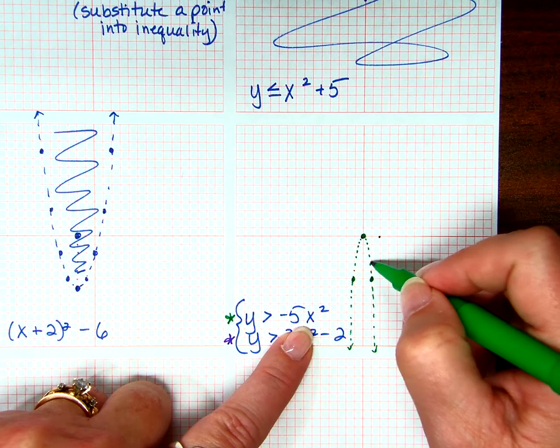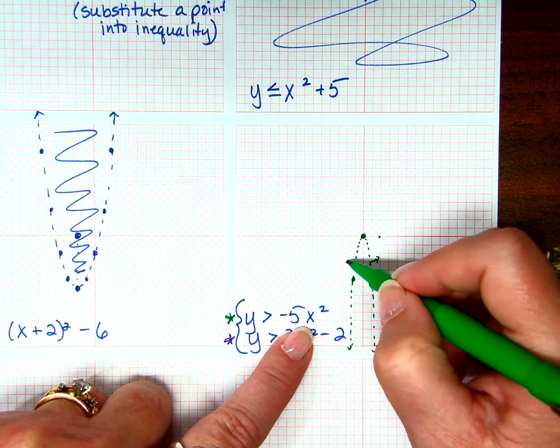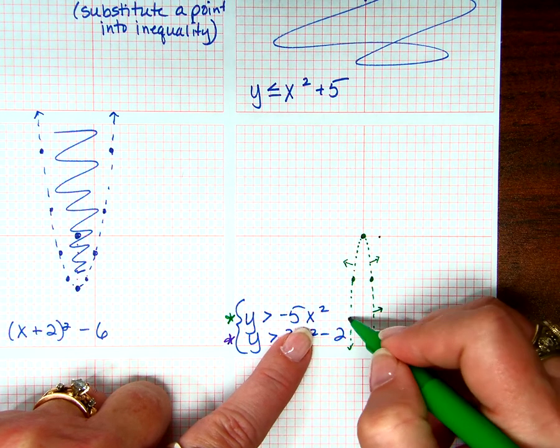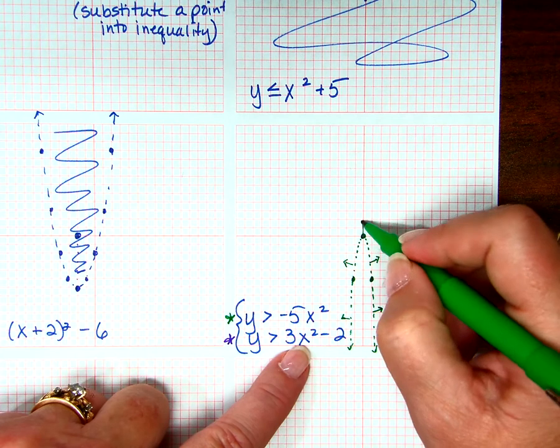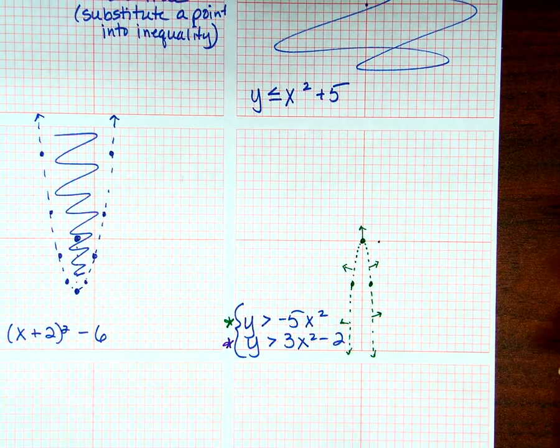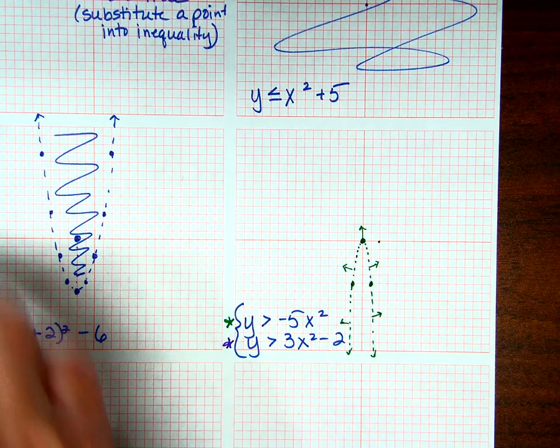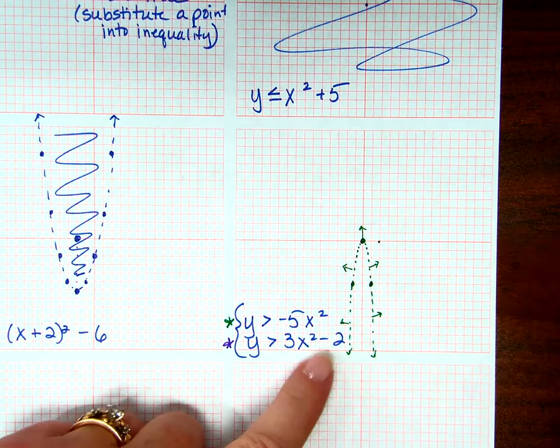Okay, so where am I going to shade? Outside. So is it okay if I just draw myself some little arrows like this? Like that? Okay. Now the purple one. Okay, how am I going to graph the purple one?